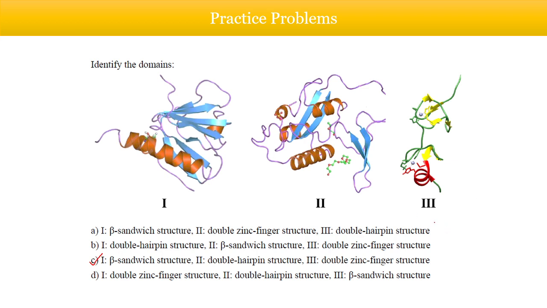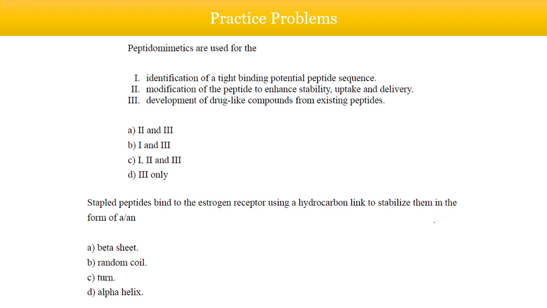Now next one, peptide mimetics is used for identification of tight binding potential peptide sequence. That is correct. Modification of the peptide to enhance stability, uptake and delivery. That is also correct. Development of drug-like compounds from the existing peptide. So all three of the options are correct. So 1, 2 and 3, that is C.